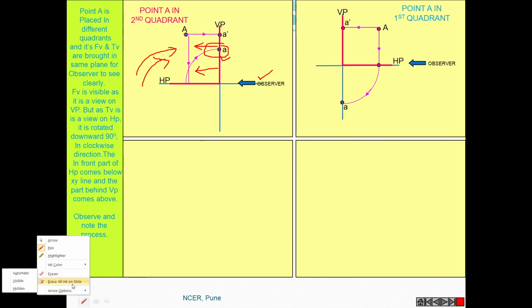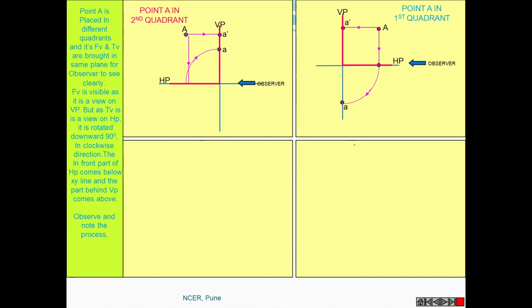So what is the difference between the point in the first quadrant and the point in the second quadrant? For the first quadrant, front view is above the XY line and top view is below the XY line. And if the point is in the second quadrant, front view is above the XY line and top view is also above the XY line after rotation of the horizontal plane in the clockwise direction.